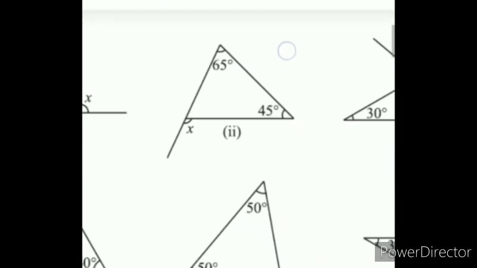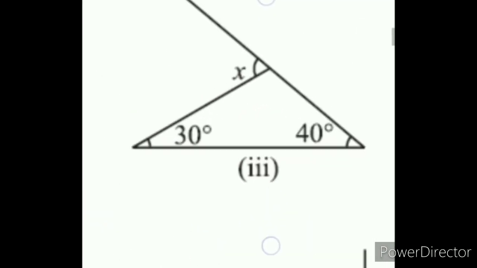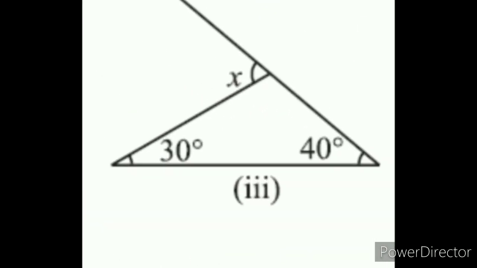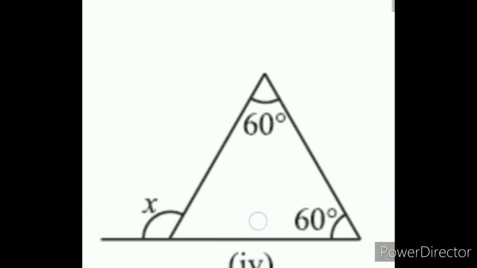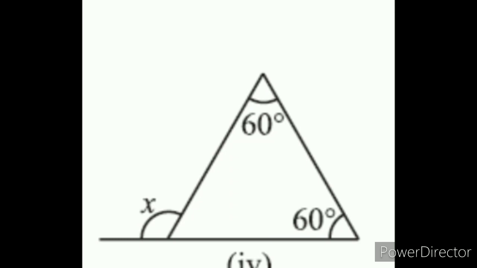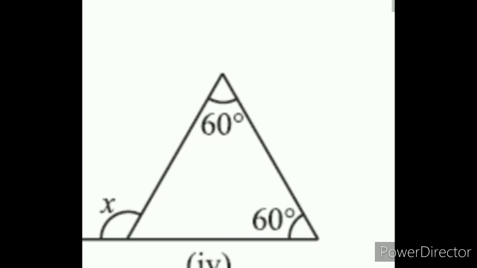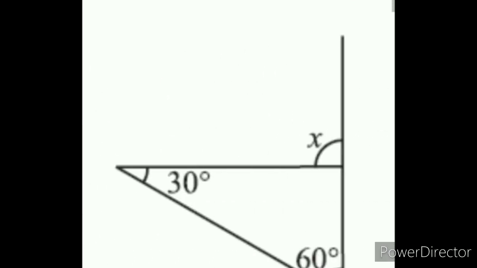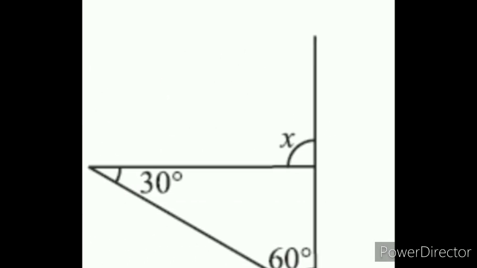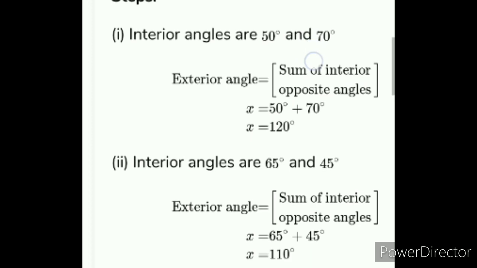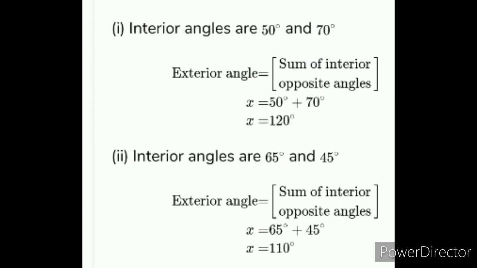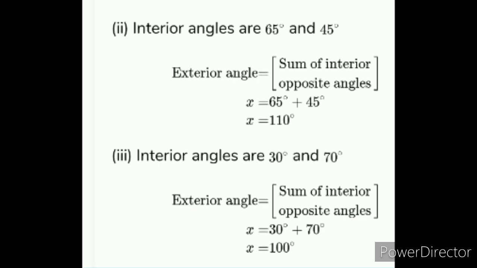I'll show the figure now. See, the third figure. Say x is outside. Opposite to it are 30 and 40. If you add, you will get the x value. Similarly, in the fourth figure, x is the exterior angle measure, and 60 and 60 are the interior opposite angles. If you add these two, you will get the answer. The remaining problems you can do yourself. First you copy down the first three solutions. The remaining you can do yourself.